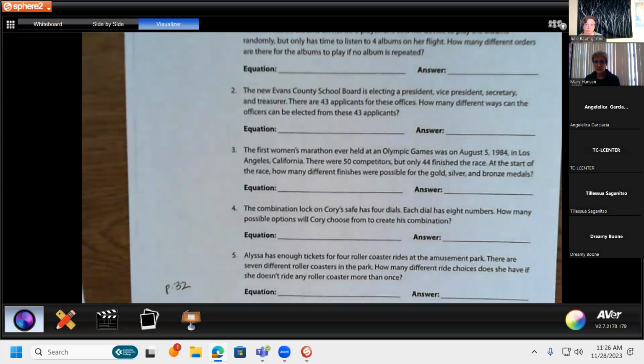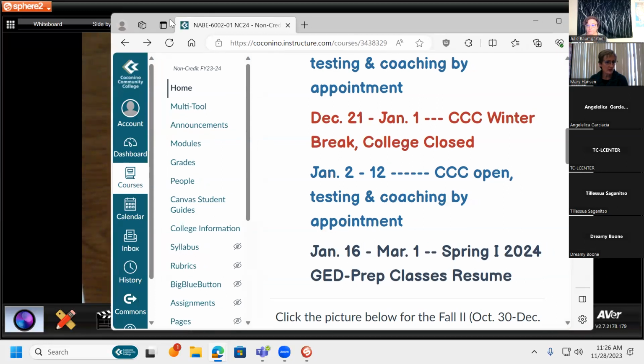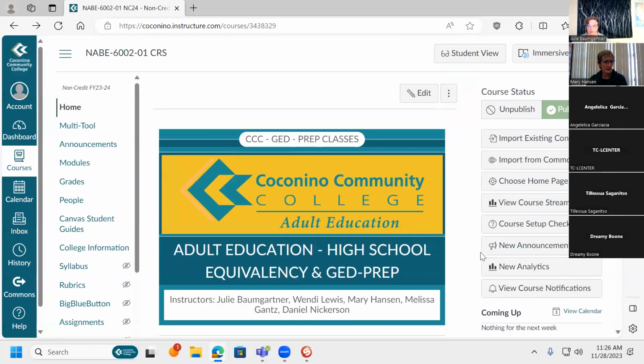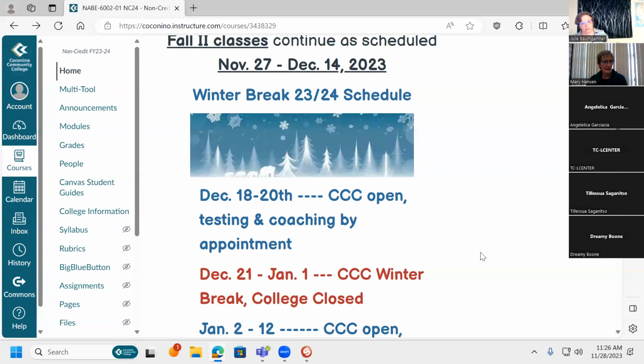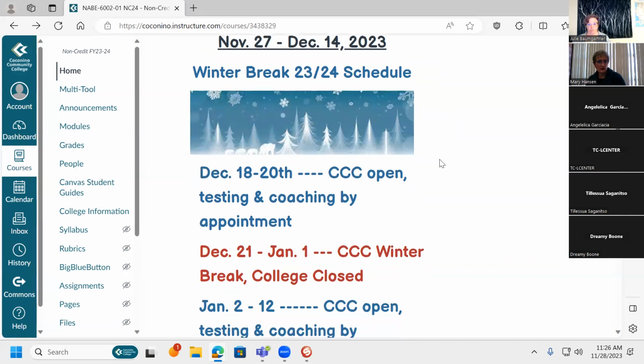In the last few minutes, I just want to go over what our schedule's going to look like. We get Canvas dragged over. Julie did a really nice job of putting our schedule on the Canvas page. So this is Canvas. Our fall 2 classes are going to go for the next 3 weeks till December 14th. And then the college is still open the Monday, Tuesday, Wednesday of the following week.